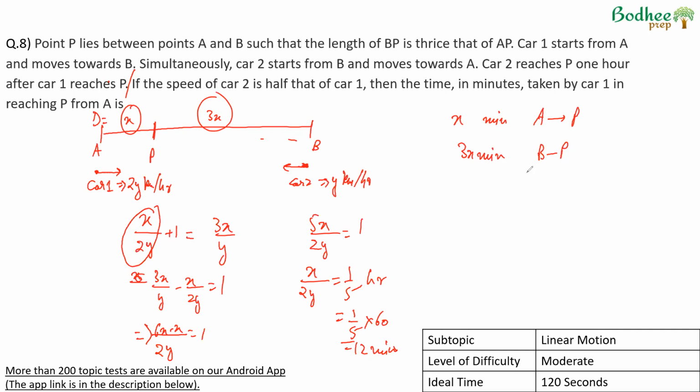Also, the speed of the car is half. Therefore, the time will double again. Therefore, car 2 will take 3x into 2, 6x minutes to go from B to P. It is given that 6x minus x is equal to 1 hour or 60 minutes. And therefore, 5x is equal to 60, x is equal to 12. This could also have been an approach to solve the question.